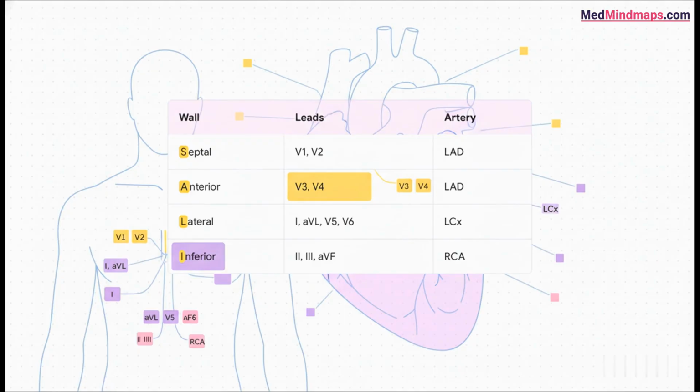Here's how it works. See changes in V1 and V2? That's S for septal wall, usually fed by the LAD artery. Changes in V3 and V4? That's A for anterior wall, also the LAD. For the lateral wall, you're looking at leads I, aVL, V5, and V6. That's the LCX territory. And finally, I is for the inferior wall, seen in leads II, III, and aVF. That's your RCA. SALI. Simple and effective.